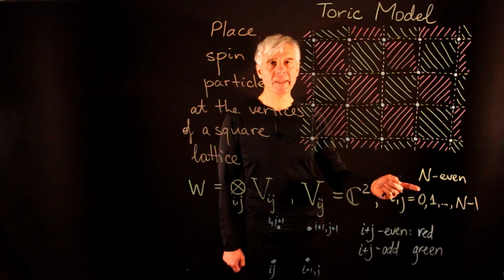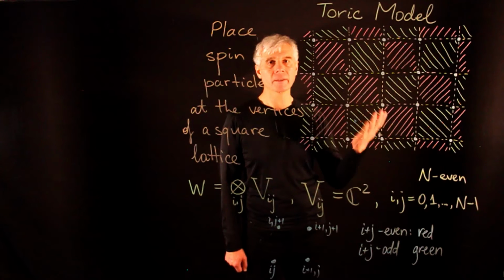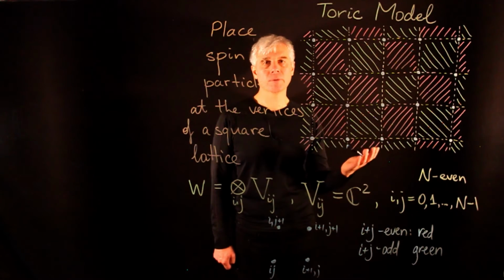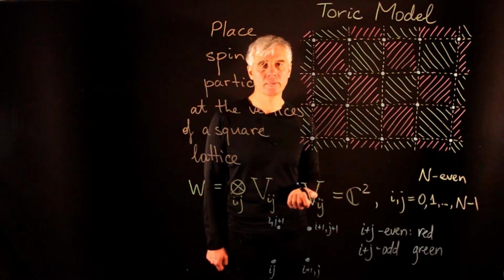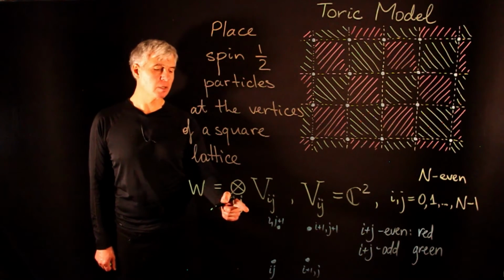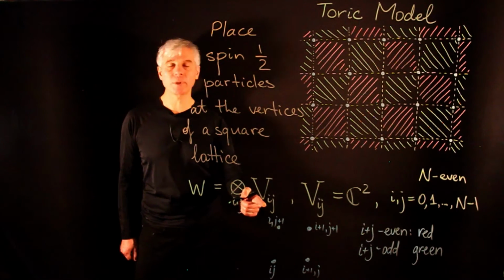And we have chosen n to be even to make sure that this checkerboard pattern is compatible with the periodicity imposed by our toroidal structure. Our space of states is the tensor product of n squared copies of a two-dimensional complex space.